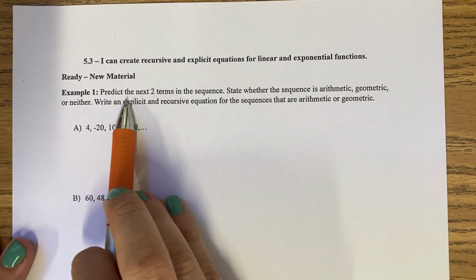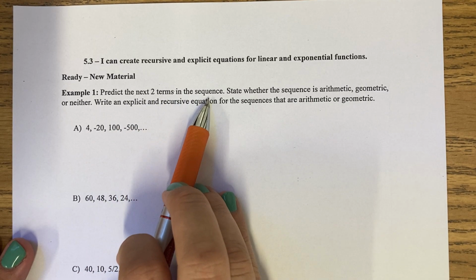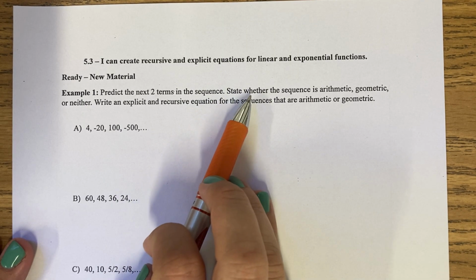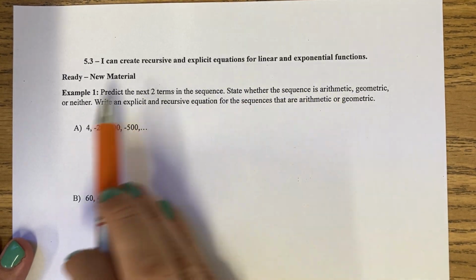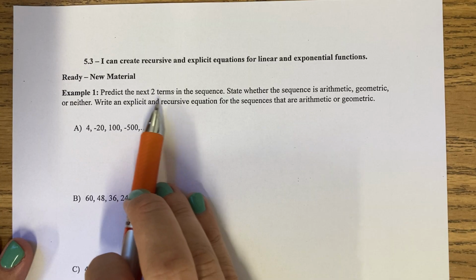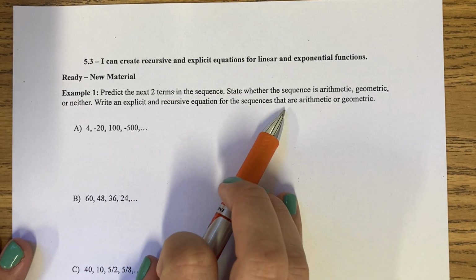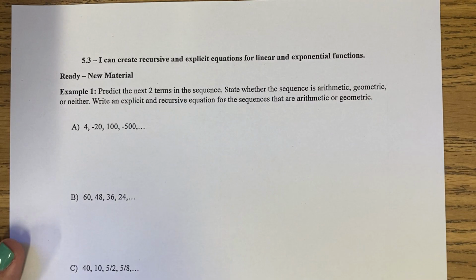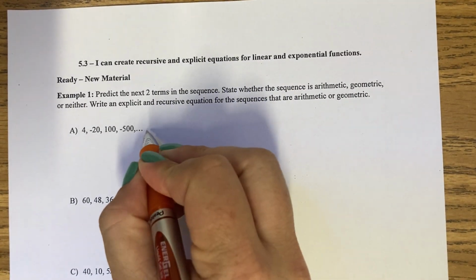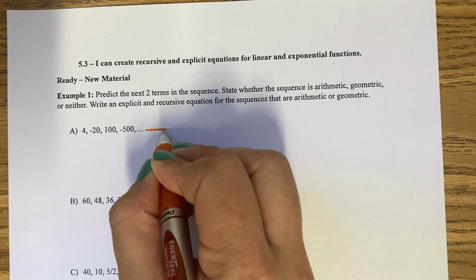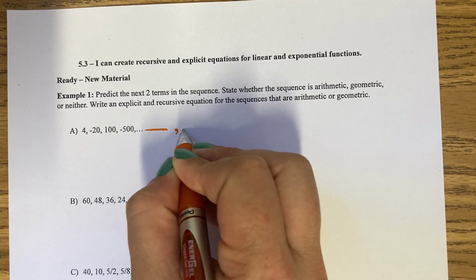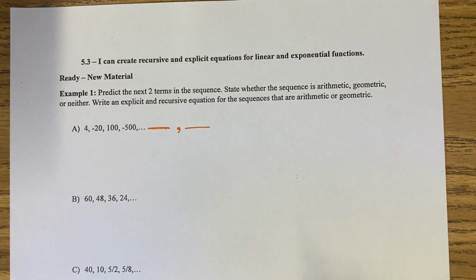Example 1: predict the next two terms in the sequence. State whether the sequence is arithmetic, geometric, or neither. Write an explicit and recursive equation for the sequences that are arithmetic or geometric. Okay, so that's a lot. So, two terms. Goal is to find the next two terms.